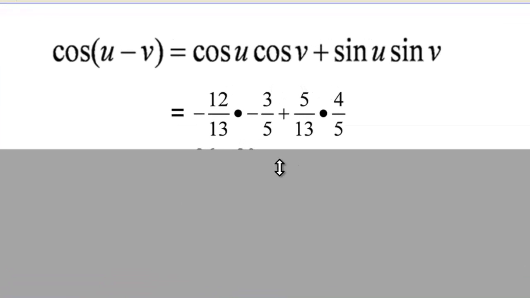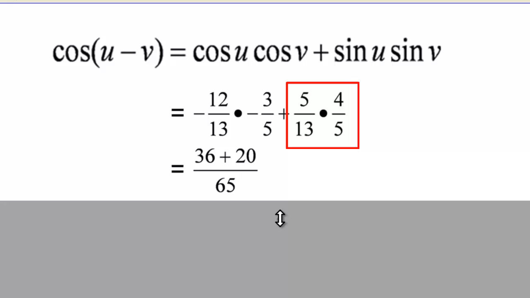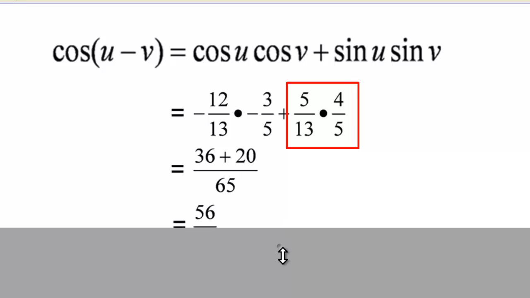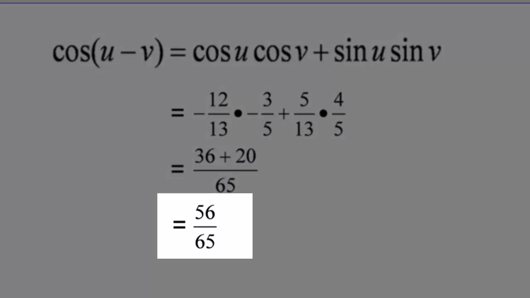And now I simply use my please excuse my dear Aunt Sally rules, and I multiply negative 12/13 times negative 3/5, which gives me 36/65. And I multiply 5 times 4, and then 13 times 5 to give me 20/65. And I add those together to get my final answer of 56/65.